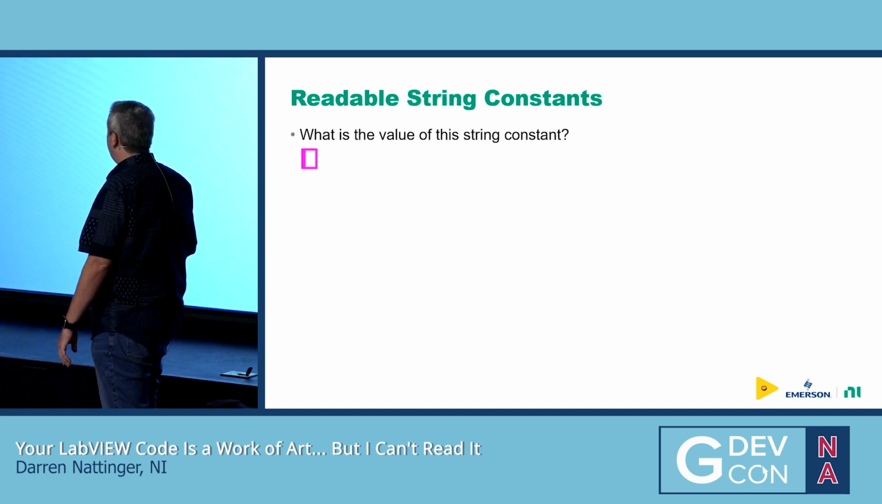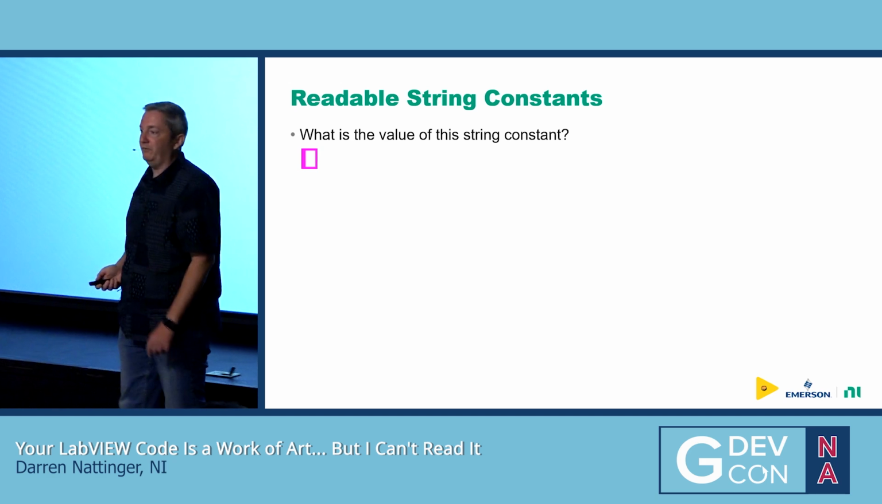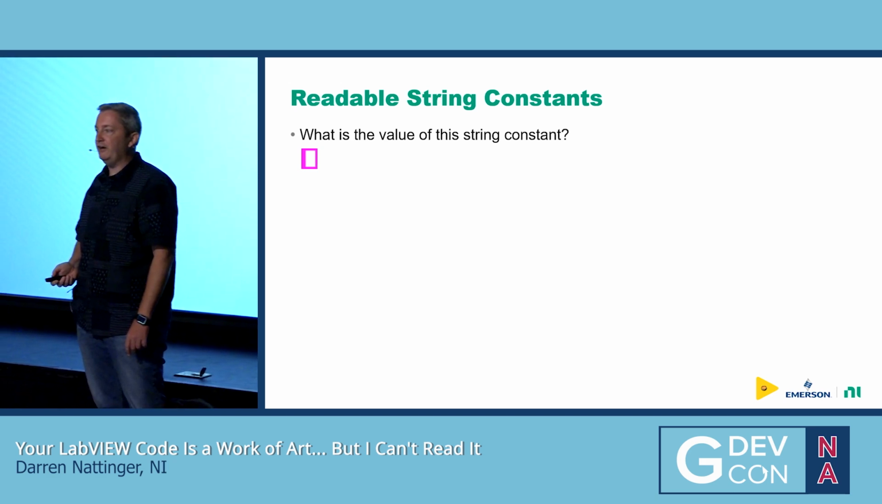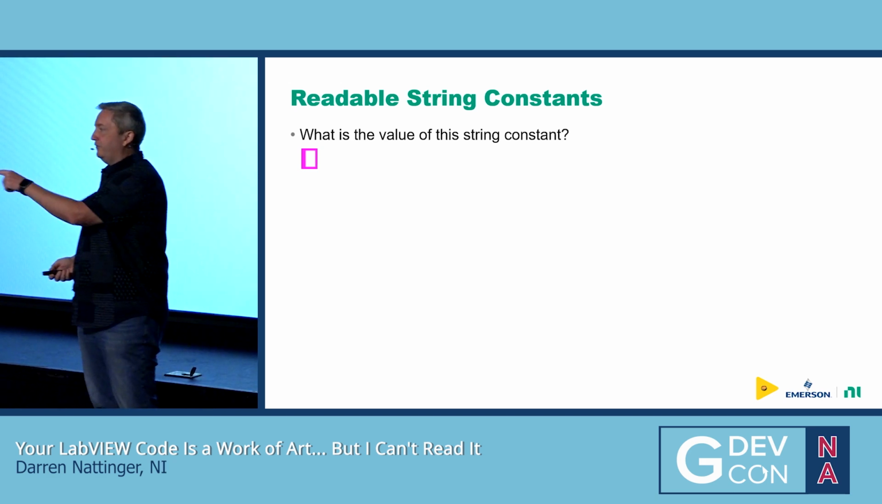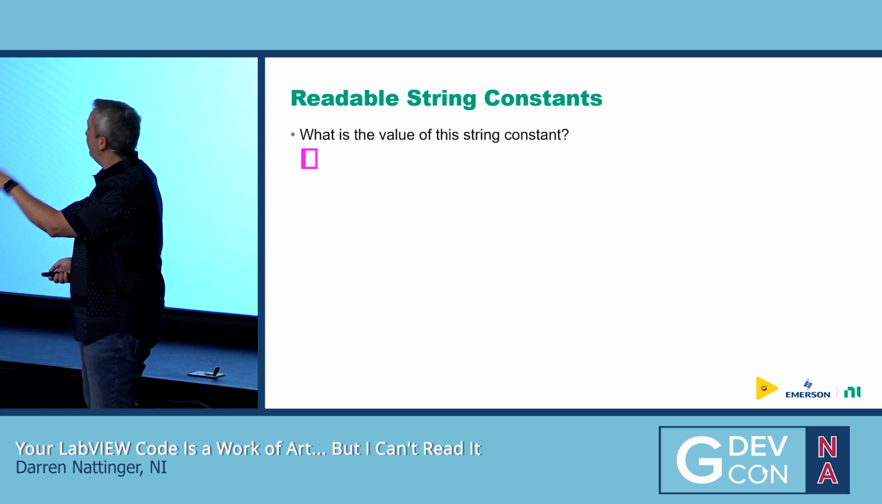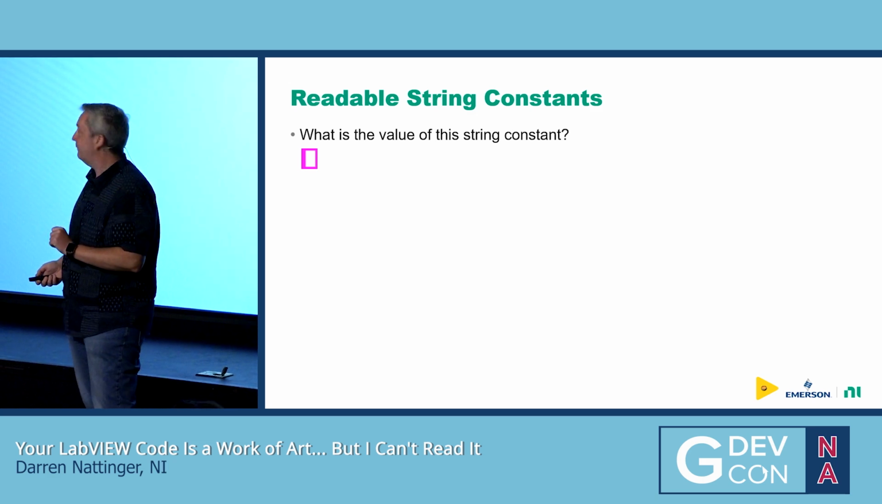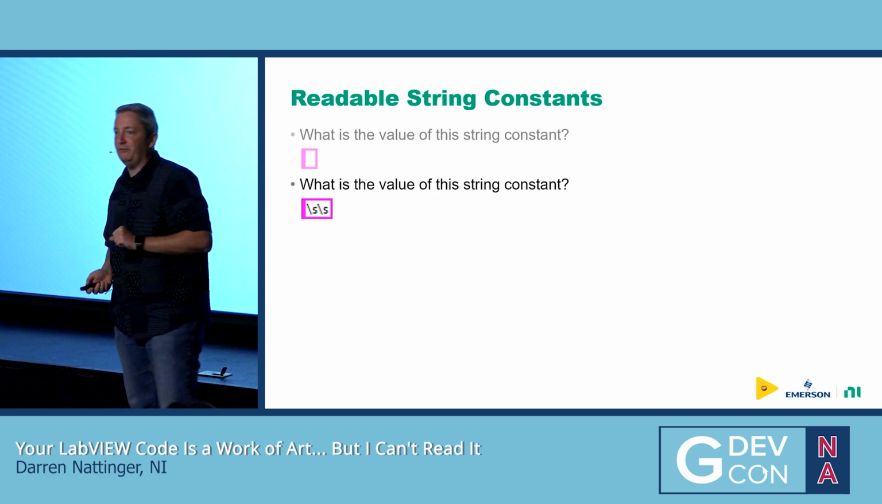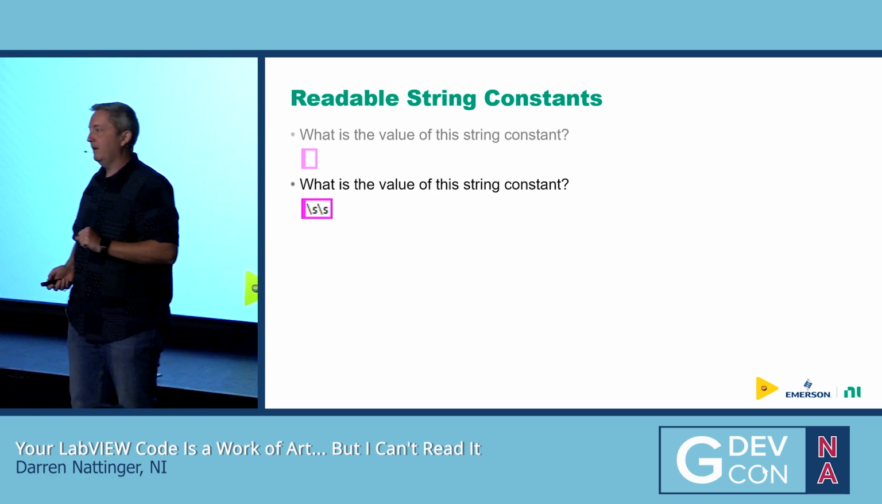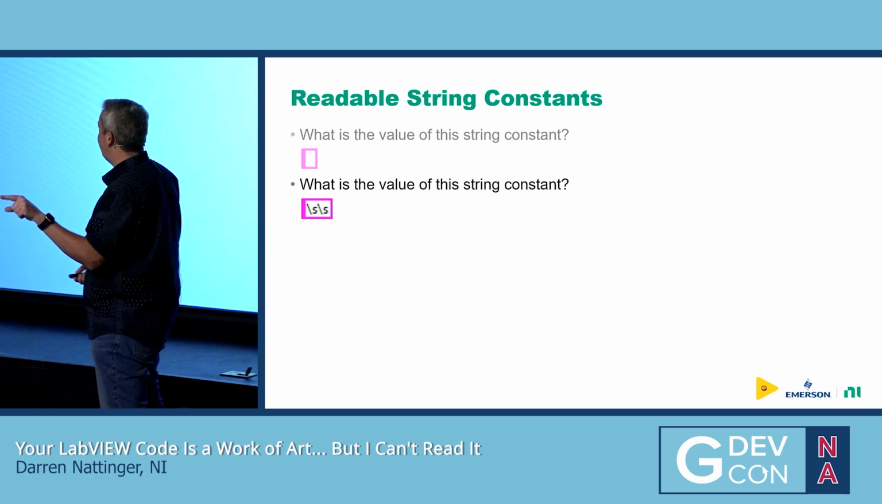All right, somebody from the audience, tell me what the value of that string constant is. Shout it out. Tab. Tab is the first thing I heard. That's incorrect. That actually holds 2 spaces. All right, somebody tell me, what's the value of this string constant? It's not 2 spaces. That was the first thing I heard.